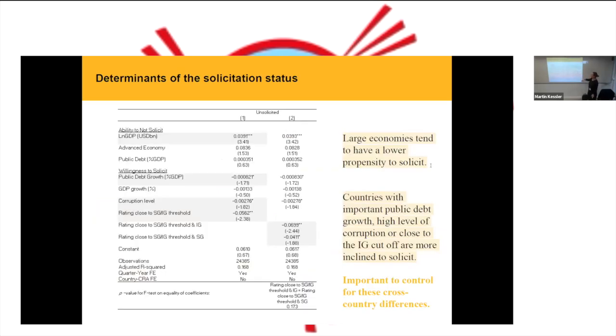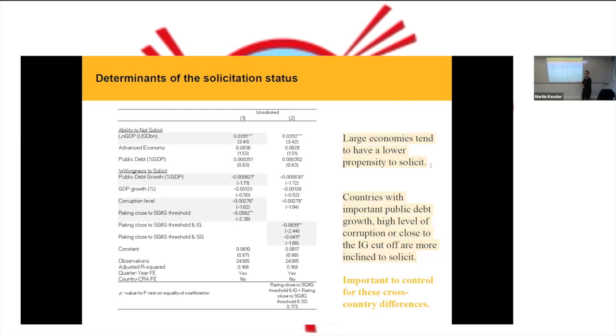What do we see in terms of who solicits and who does not solicit? We see that it's the big actors who do not pay. The larger your economy is, the more likely you are to have an unsolicited rating. You're not going to pay if you are France or the US, very likely. On the opposite, if you experience high public debt growth, if you have a high corruption level, or if you're very close to the threshold of being investment grade, then this is the type of country that would pay for the rating and solicit.